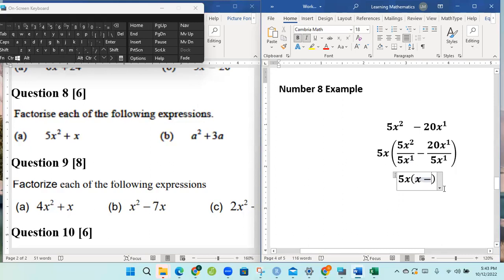5 into negative 20 equals negative 4. And verify: multiply it back to see if you get back what you started with. 5x times x is 5x squared, because 1 plus 1 is 2, powers plus powers. And 5 times negative 4 is negative 20, and x, negative 20x. Factorization: divide and subtract powers. Must divide. Sometimes you'll be subtracting powers.